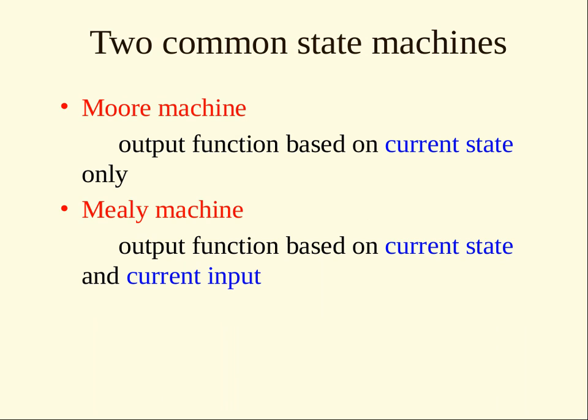Two common state machines. I'm not going to test you over these names, but do keep in mind that a Moore machine is based on the current state only. It doesn't take into account the input, while a Mealy machine is based on the current state and current input. So which one are we? Mealy, right.